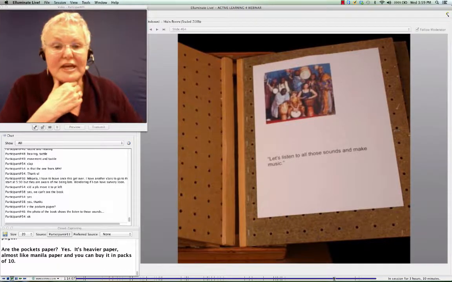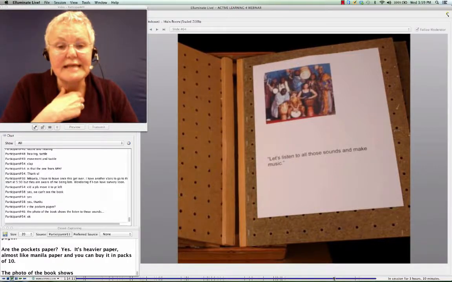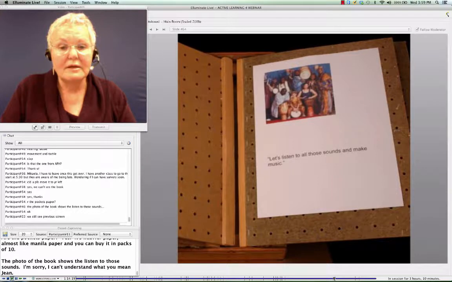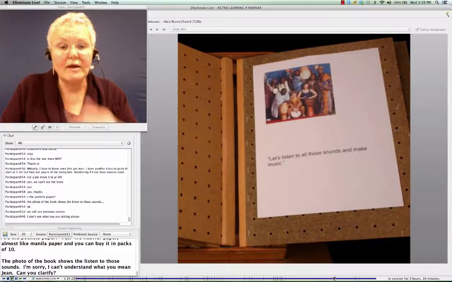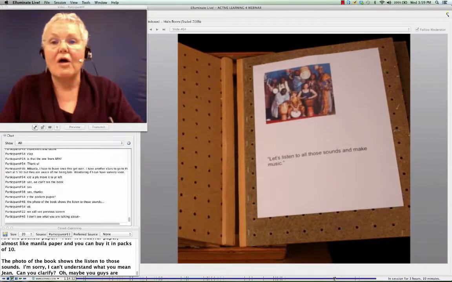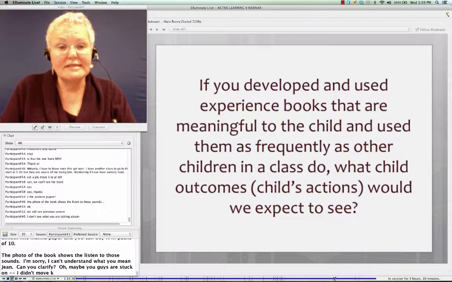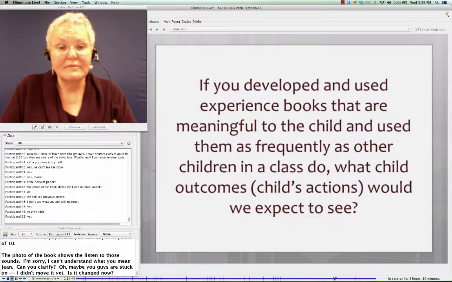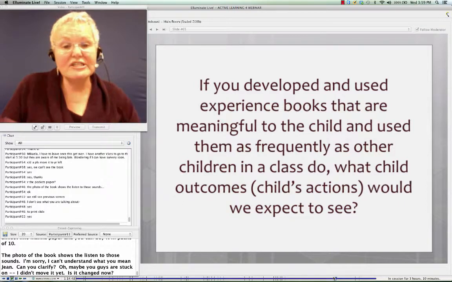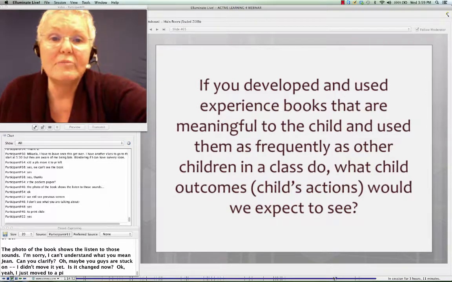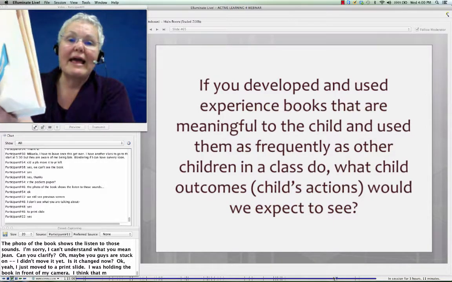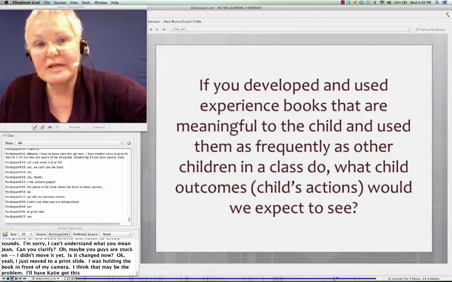Let me just check here. The photo of the book shows the listen to those sounds. I'm sorry, I'm missing on that one, Jean. Can you clarify? Oh, okay, so maybe you guys are stuck on, oh, I didn't move it. Now is it changed, Sarah and you guys? Okay, yeah, I just moved over to a print slide. What I was doing was holding the book, a 3-ring notebook, up in front of the screen, and I think that may be the problem. And what I'll do is have Katie get this on the website pretty quickly, and that way people can see it also.